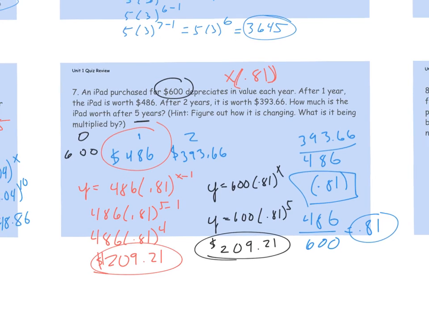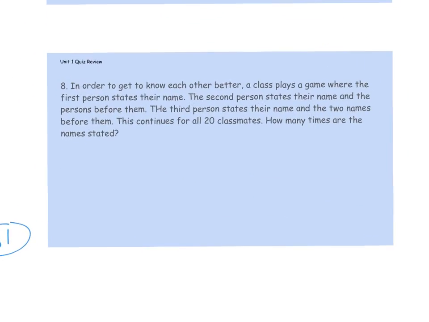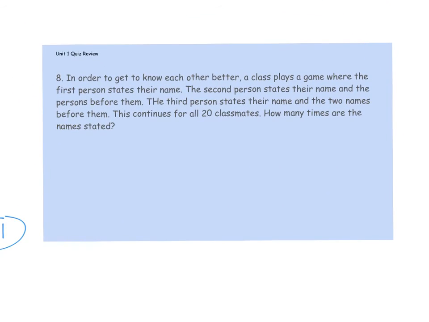Okay, what do we got here for the last problem? In order to get to know each other better, a class plays a game where the first person states their name and the second person states their name and the person before them. So if it's me, I'd say, hey, my name is Mr. Pickar, and then Johnny goes next. He'd say, my name is Johnny, and the person before me was Mr. Pickar. And the third person is Sue. Sue says, my name is Sue. Before me was Johnny, and before Johnny was Mr. Pickar. So she'd say 3 names.